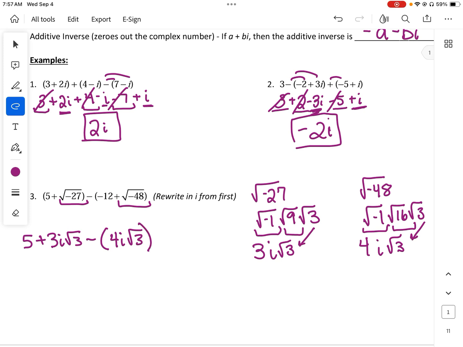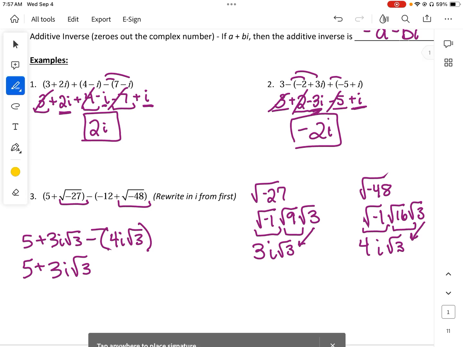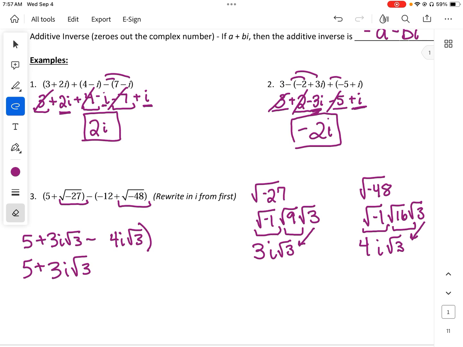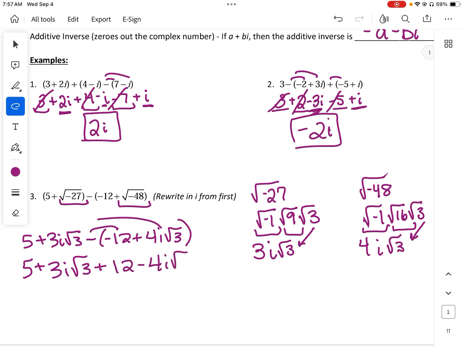All right, we need to get rid of parentheses. So we have 5 plus 3i square root of 3. And then, oh, I forgot the 12. Whoops, let me fix that. Let me fix this real quick. Hang on. So this would be minus negative 12 plus 4i square root of 3. There we go. So then we distribute that. So it'd be plus 12 minus 4i square root of 3.